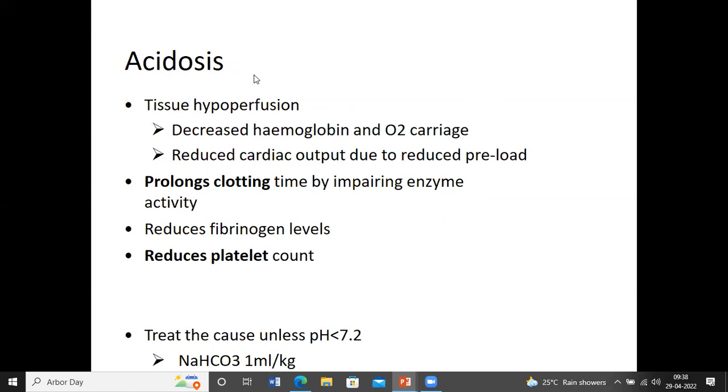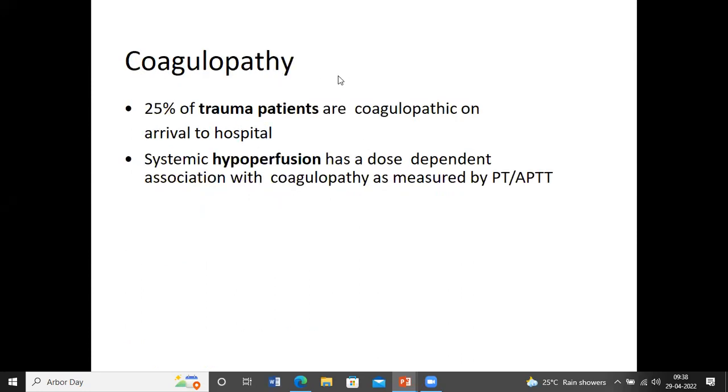Acidosis, again, we all know is going to reduce hemoglobin and the oxygen carrying capacity because of tissue hypoperfusion. It is also going to prolong clotting time and reduce fibrinogen levels and reduce platelet count, again further worsening the coagulopathy. As such, whenever a child or a patient comes with trauma, about 25% of them can have coagulopathy. And this is worsened by the systemic hypoperfusion seen in these patients.